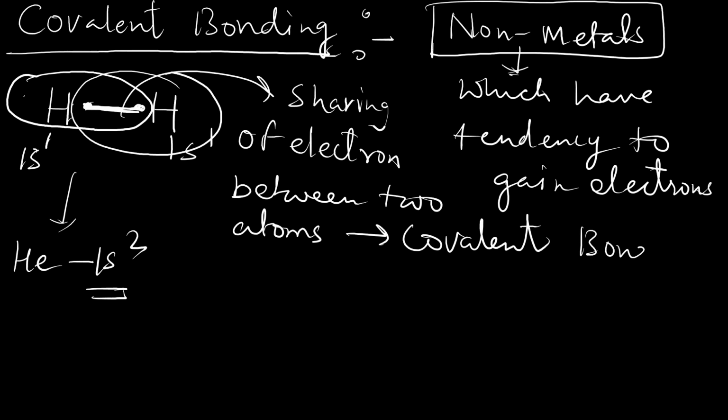So there is sharing of electrons. There is no gaining, there is no loss. There is just sharing of electrons. So both atoms of elements can attain stability. So we will take more examples.